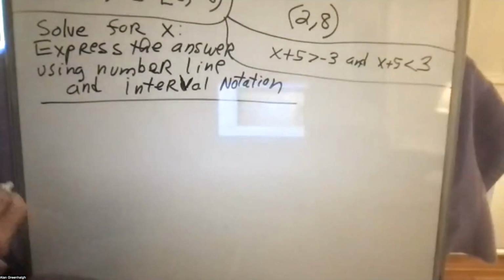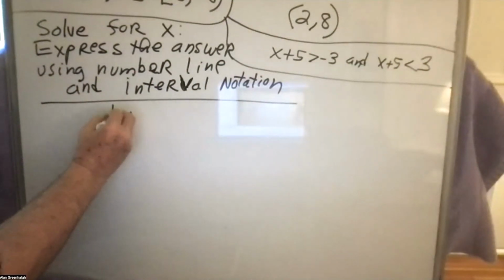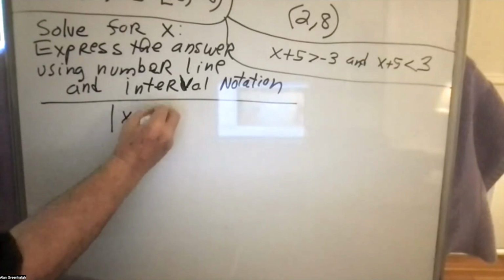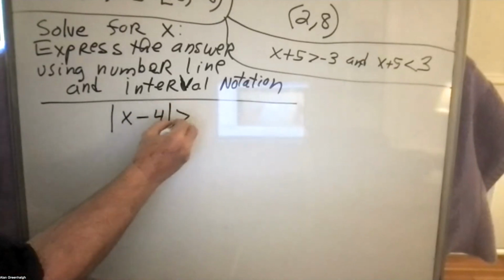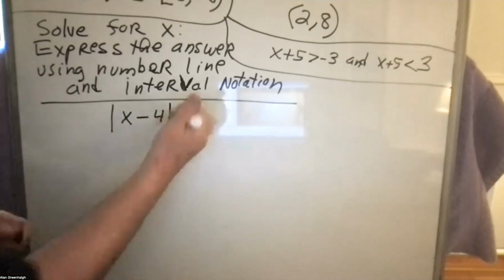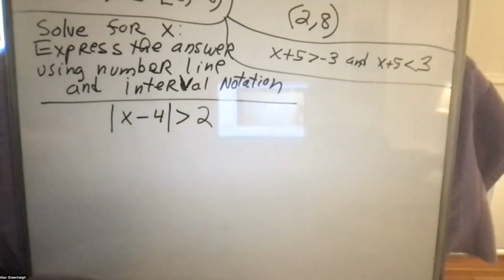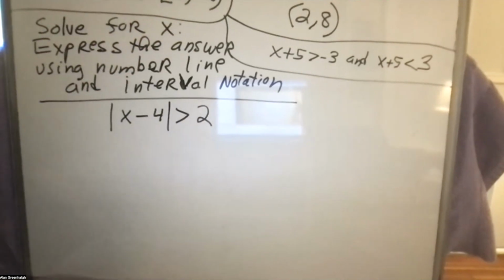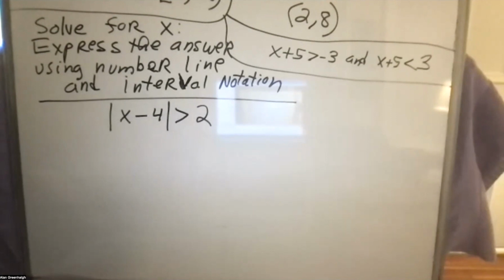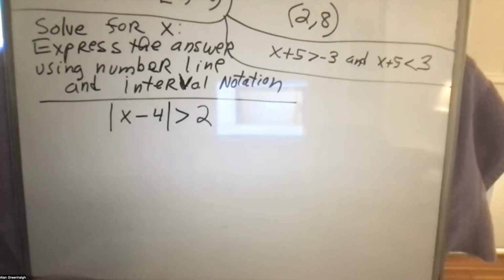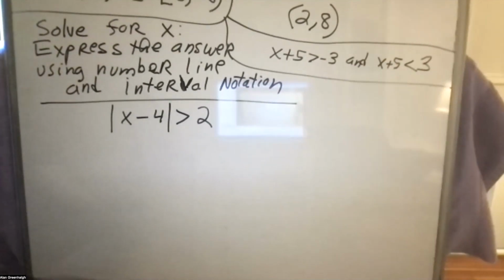And here's the problem. The absolute value of X minus 4 is greater than 2. Okay, I'll leave it to you. Professor, does it matter if the variable is different, if it's A or X? No, the variable is completely and totally irrelevant. A, X, Y, Z. I'm starting you off.